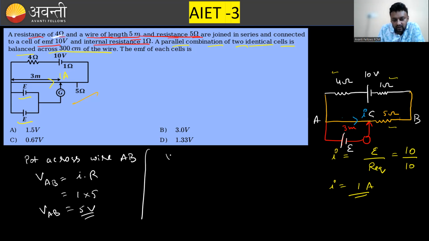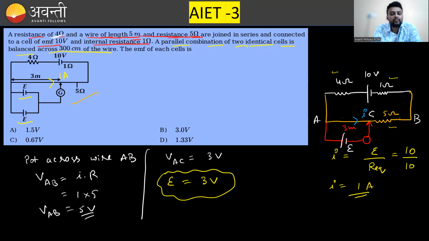So potential across AC will be what? 3 volt, because length is 3 meter. 5 meter has a 5 volt potential. You can solve it using the potential gradient formula as well, but there is no need to use that. So potential across AC is 3 volt. That means EMF of cell is 3 volt. In the classes of potentiometer, you must go there and try to understand the principle of potentiometer. I have explained in detail.